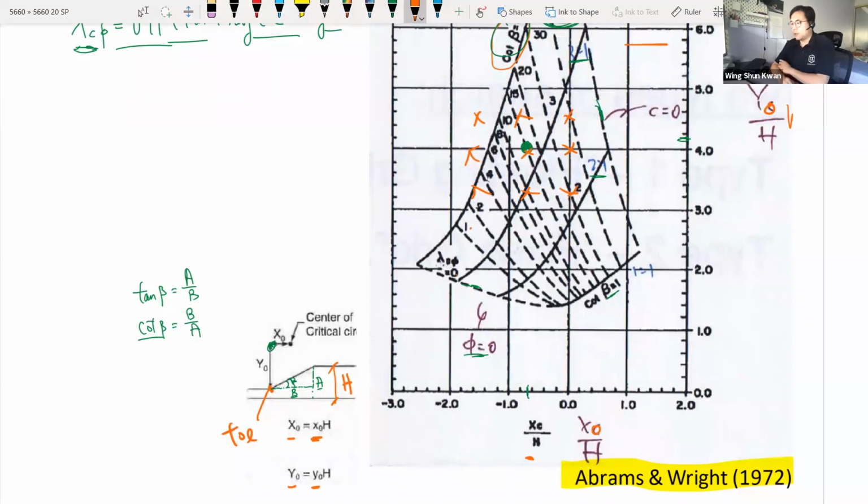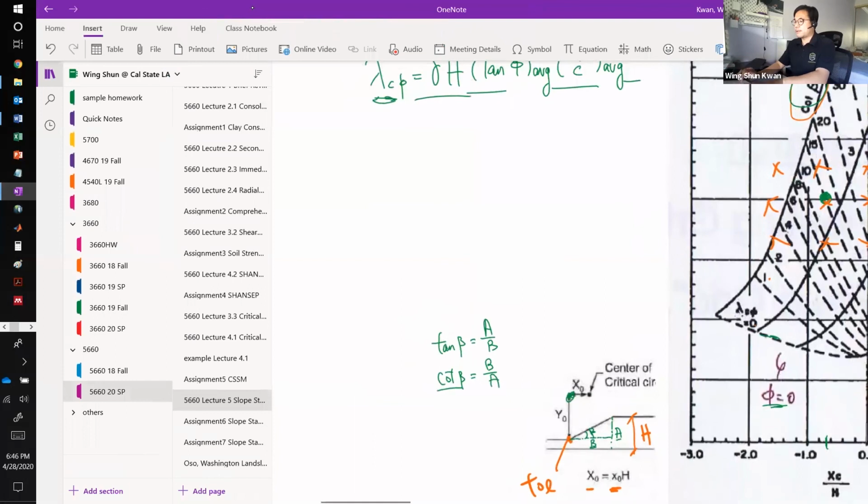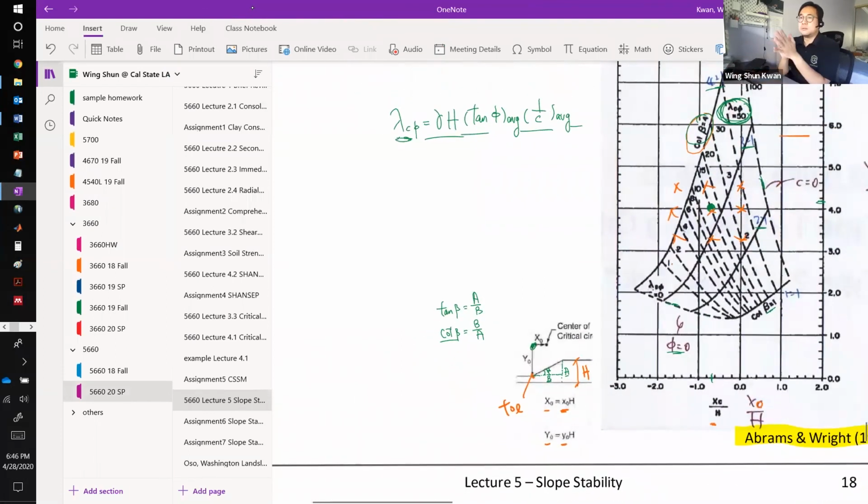Before I wrap up the slope stability topic, any questions on this topic? So pretty much we finished.